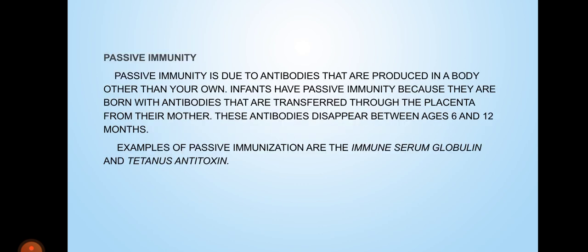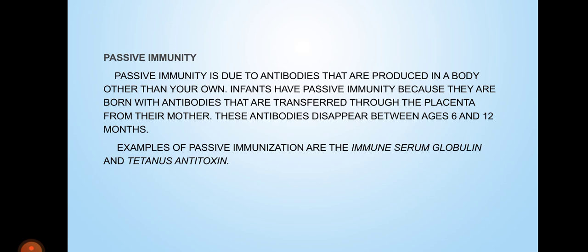The third is passive immunity. Passive immunity is due to antibodies that are produced in a body other than your own. Infants have passive immunity because they are born with antibodies that are transferred through the placenta from their mother, and these antibodies disappear between ages 6 and 12 months.